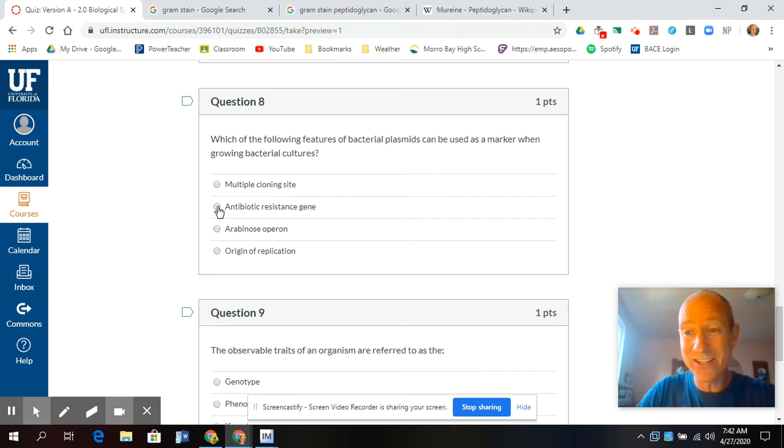I'm just going to read the next two just to be sure. Arabinose operon, that's a way to turn a gene on and off. And no, we don't use that as a selectable marker, although we can. So this question, I don't really like it that much because this can be used as a selectable marker. Origin of replication has nothing to do with it. This is the best answer, although yes, you could use an operon as a selectable marker, but antibiotic resistance genes are the go-to standard for selectable markers. That's the best answer.